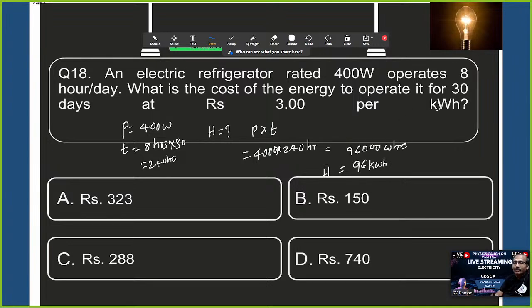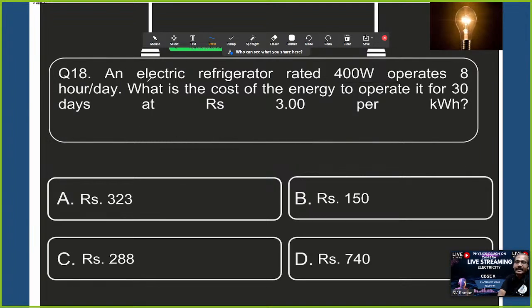Why we converted into kilowatt hours? Because in that question they asked 3 rupees per kilowatt hour. So finally we consumed 96 kilowatt hours into 3. You will get 288 rupees as the energy consumption cost. So this is the way the electricity bill will be generated every month.